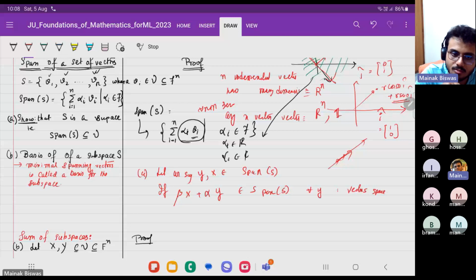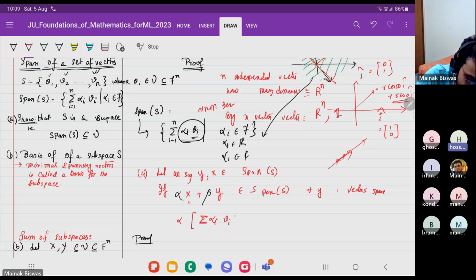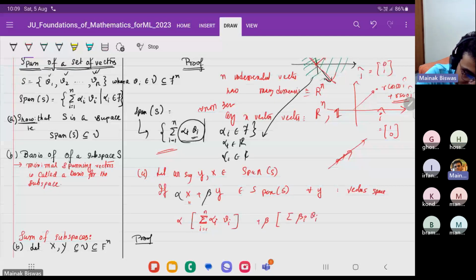Both are right. Even if you do not multiply beta, you can scale y accordingly, no problem. So beta into x plus alpha into y. Let's write it the other way; it will be conventionally easier. So now what will I do to go further? Since x is in the span of S, x can be written as some sum of alpha i vi's. That's how I have defined x being in the span of S. And similarly, beta y can be written as some sum of beta i vi's. Agreed?